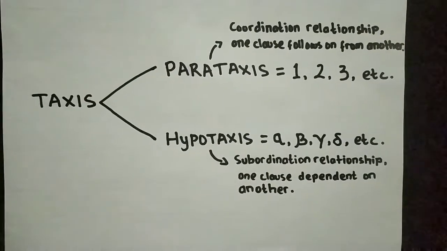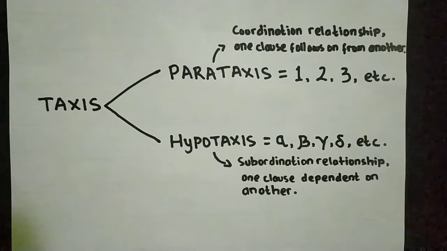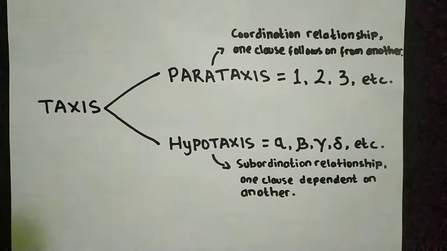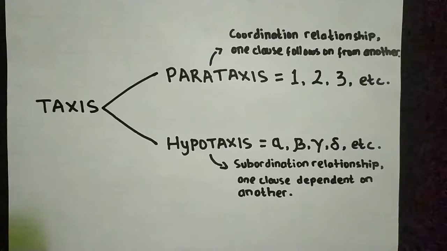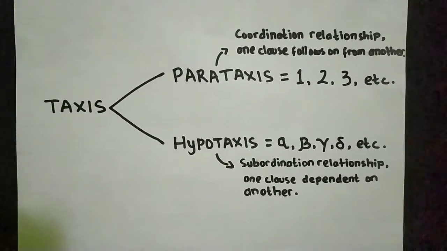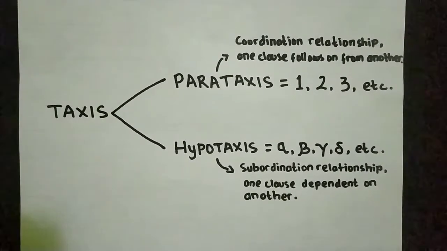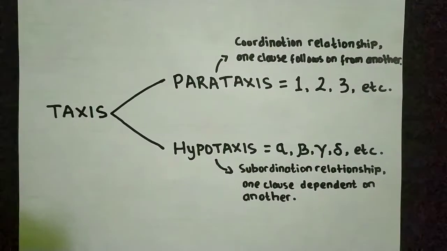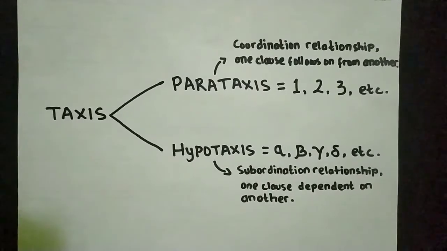And the second is hypotaxis. Hypotaxis is a subordination relationship. One clause is dependent on another, marked by Greek letters such as alpha, beta, gamma, and so on. Clauses are referred to as being dominant or dependent. Alpha marks the dominant clause, but alpha doesn't necessarily come first in the clause complex.